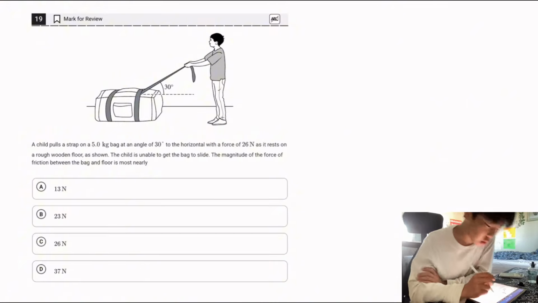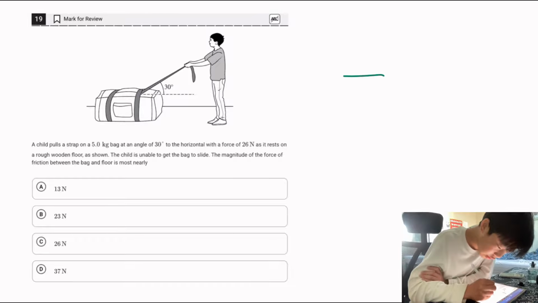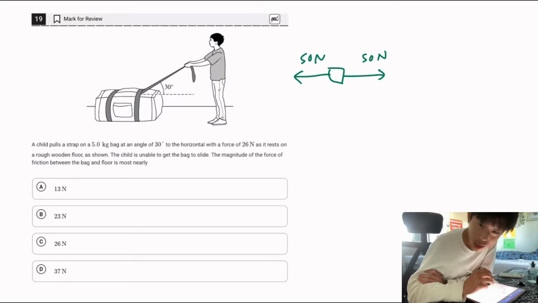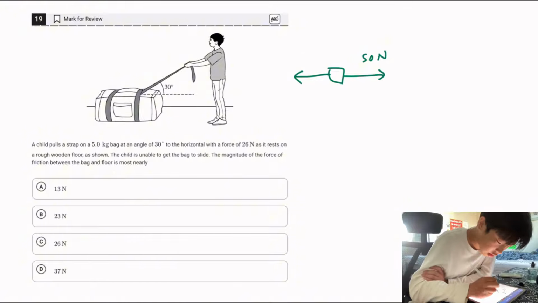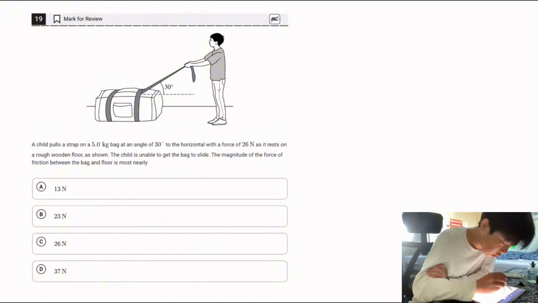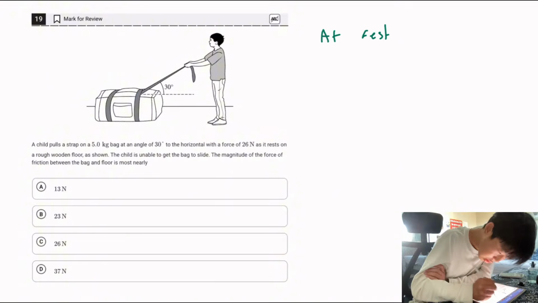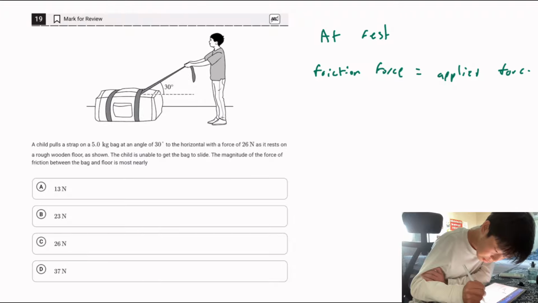So anytime you're pulling on an object and it doesn't move, let's say you have a ball and you're pulling on it with 50 newtons and it's not moving, the force of friction is always going to be equal to it. It's only when you exceed the force of friction, let's say you need to exceed 100 newtons. Once you go to 101 newtons, then you're going to start using the coefficient of kinetic friction and not static friction. I know it sounds like a lot, but just know that when it's at rest, the friction force is equal to applied force, okay? So let's focus on that.